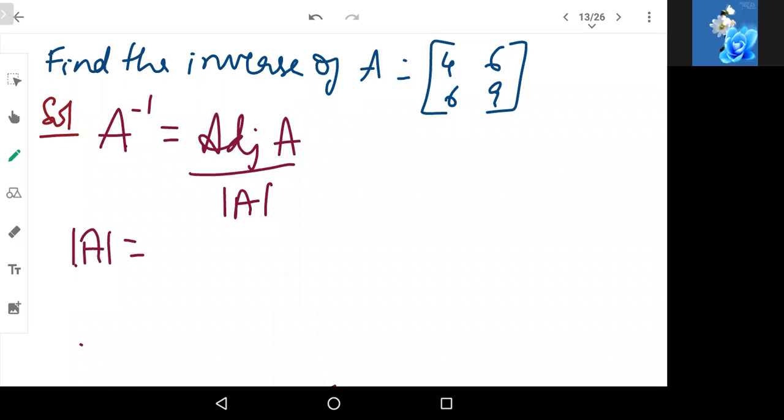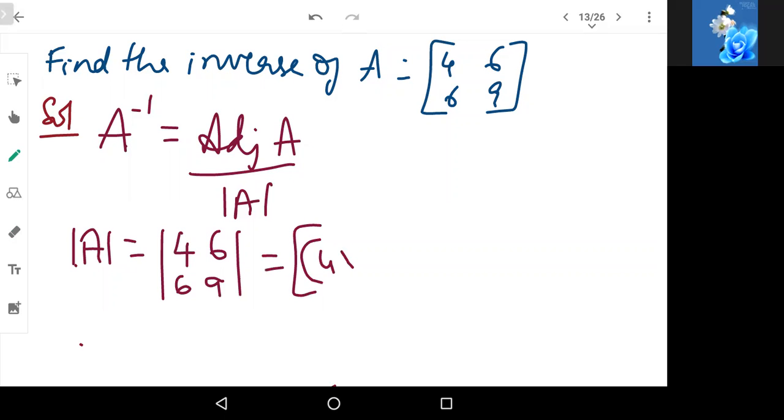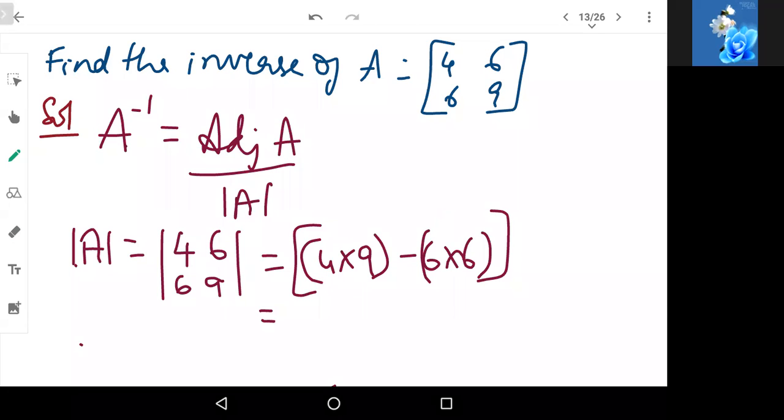Now, when you find the determinant of A, it is just a 2 into 2 matrix. So, we can quickly find out the value. Just by cross multiplying, 4 into 9 minus 6 into 6. Okay. So, what is the value that you get? 6 6s are 36.